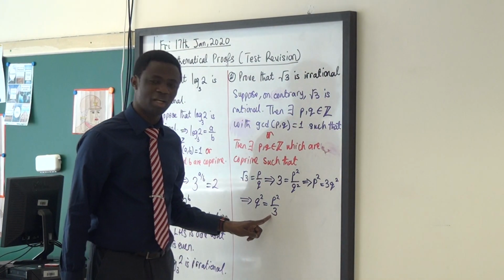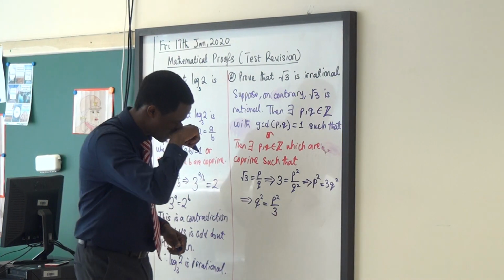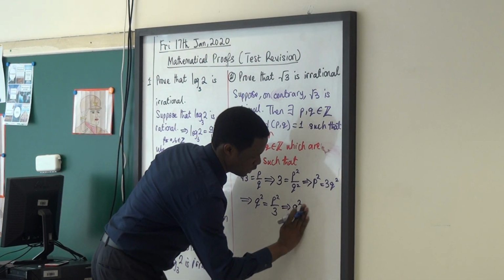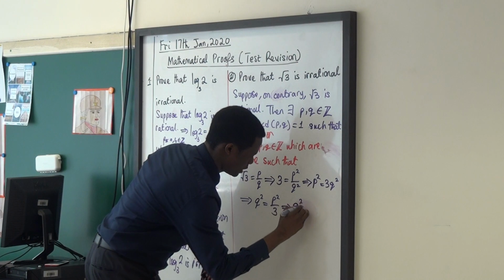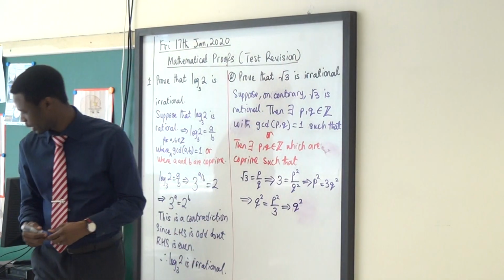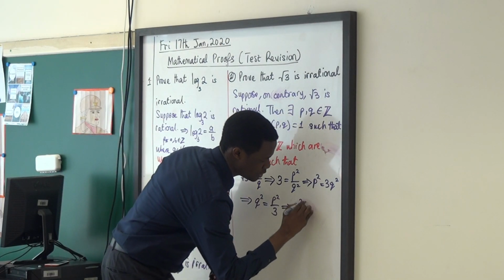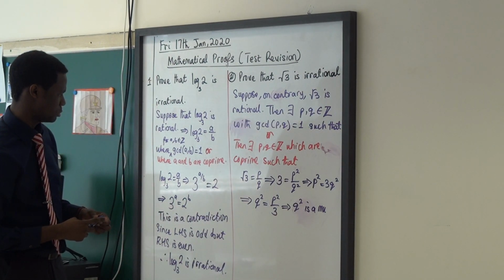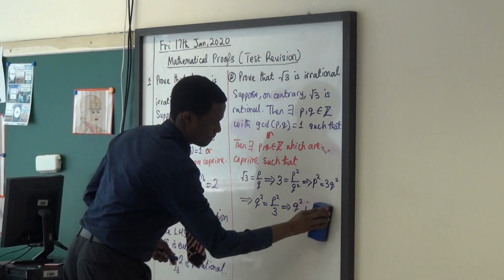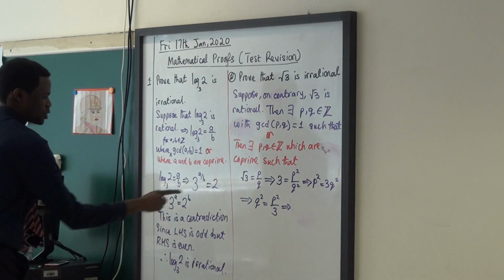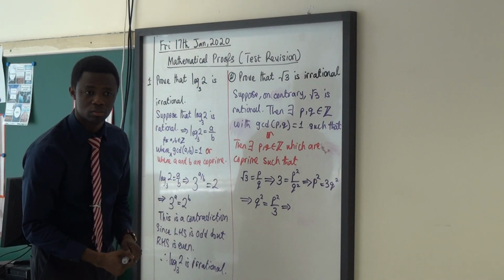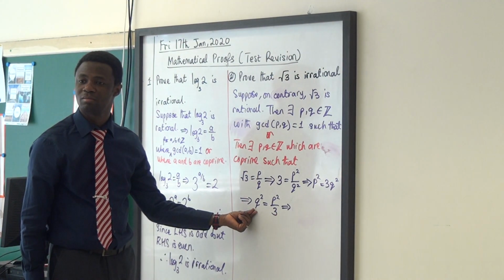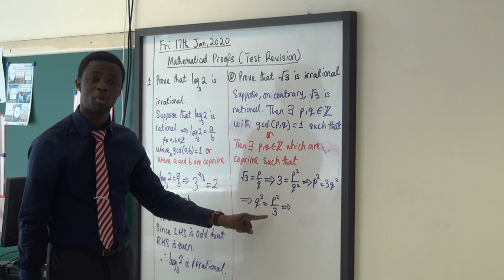Now, 3 is a prime number, isn't it? Okay, let's write it this way. Let's say P squared is a multiple of 3, because this has to be an integer. So P squared is the multiple of 3.